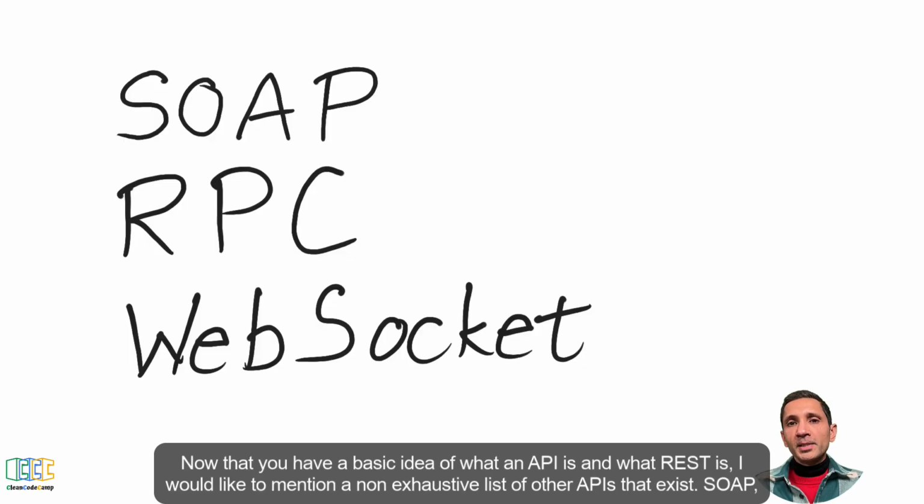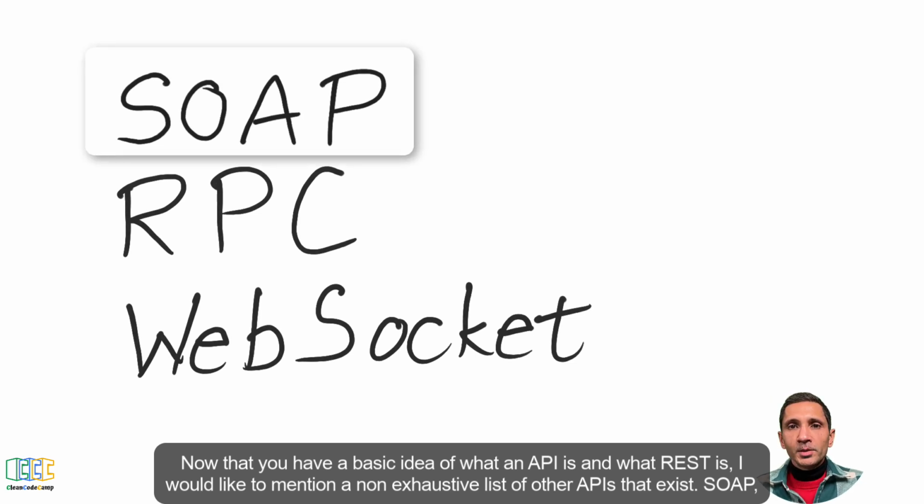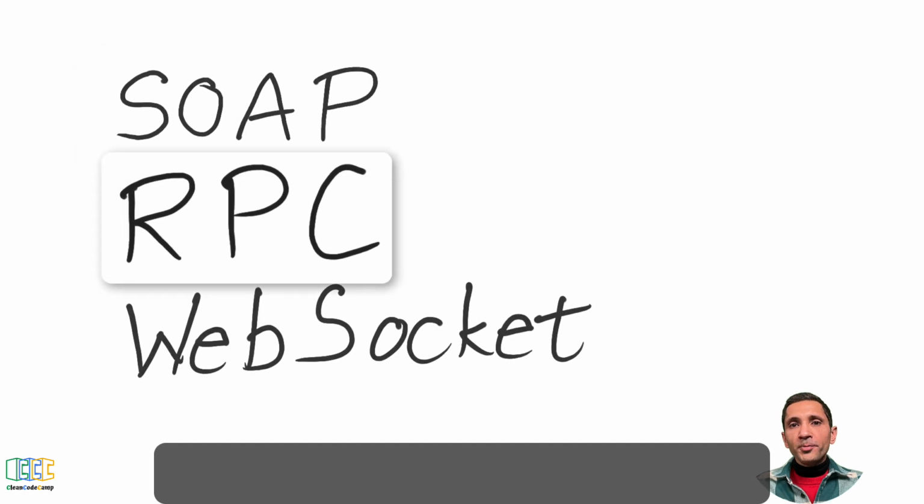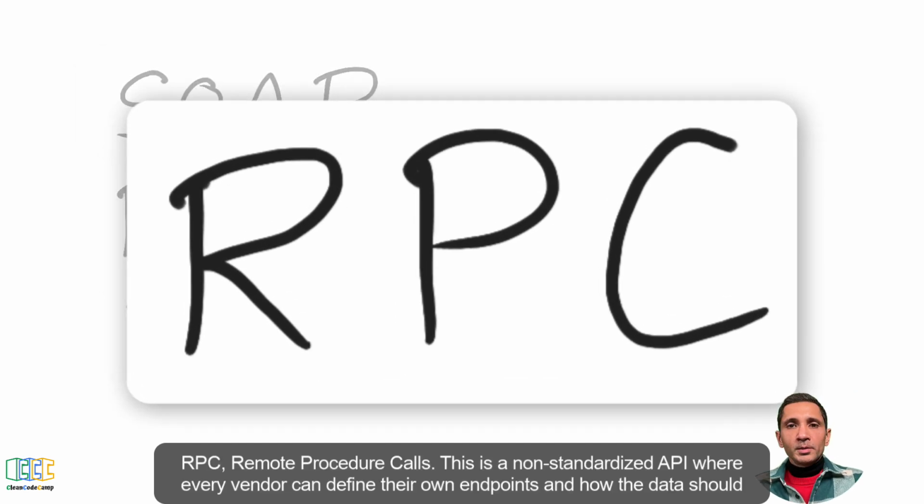Now that you have a basic idea of what an API is and what REST is, I would like to mention a non-exhaustive list of other APIs that exist. SOAP, Simple Object Access Protocol. This is an old type of an API where XML is used to transfer data instead of JSON. RPC, Remote Procedure Calls. This is a non-standardized API where every vendor can define their own endpoints and how the data should look like.